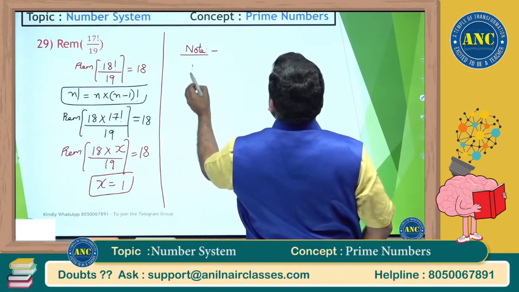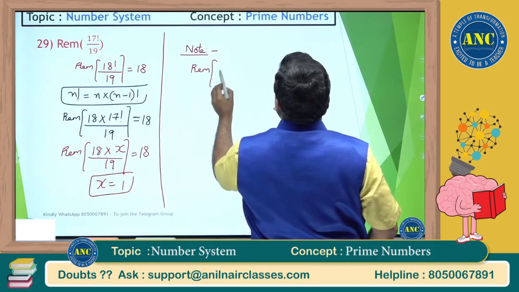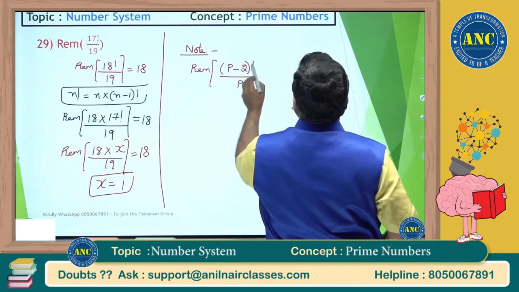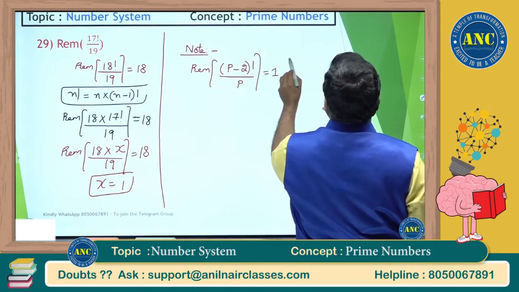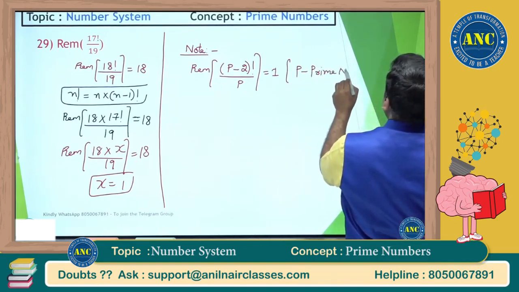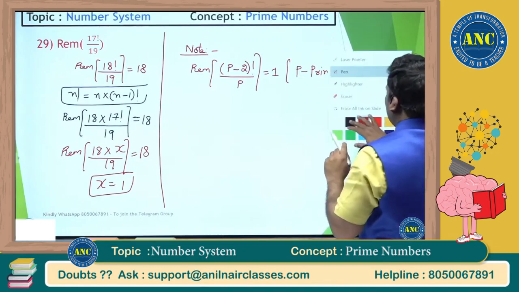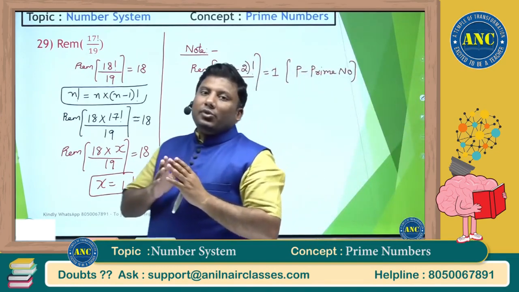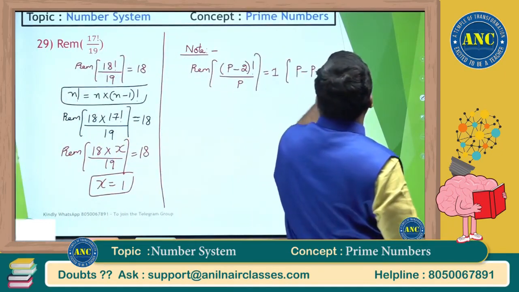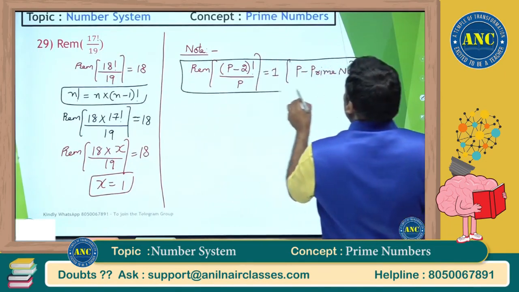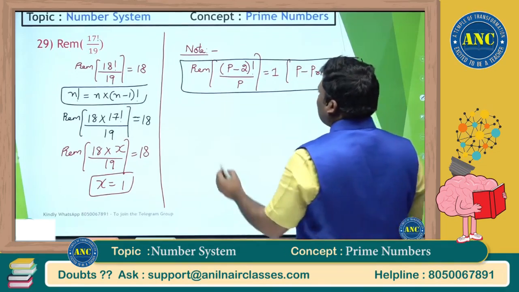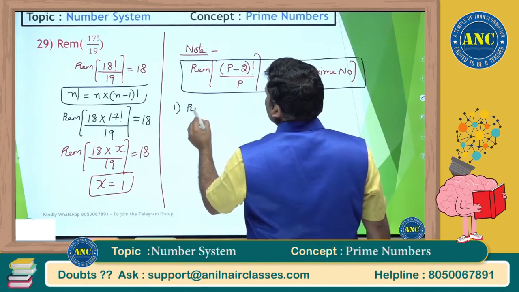When the denominator is a prime number, the remainder when P minus 2 factorial is divided by P is 1, if P is a prime number. Very, very important concept. We did it for P minus 1 factorial by P. Now it is P minus 2 factorial by P. The remainder is 1 as long as P is a prime number.